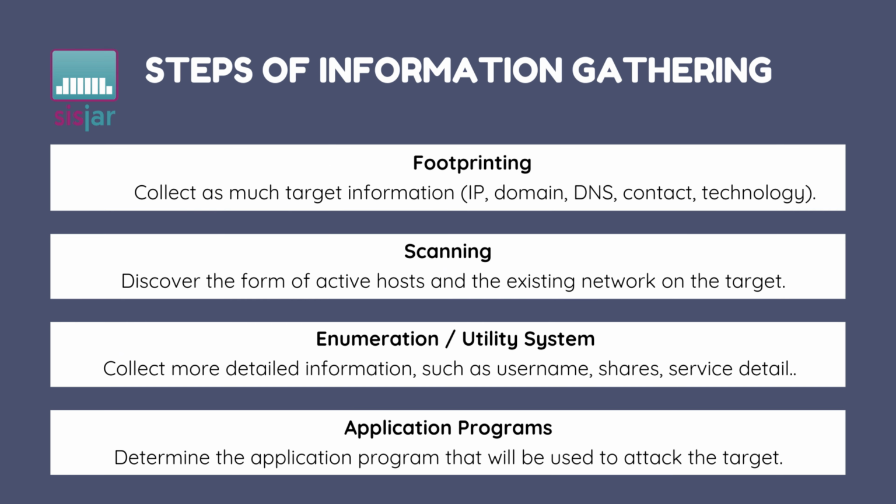Steps of information gathering. The first one is footprinting. That is, collect as much target information as possible, such as IP, domain, DNS, contact, and technology. The second one is scanning. Discover the active hosts and existing networks on the target. Tools used include ping, ping sweeps, port scans, and traceroute. The third one is enumeration, which collects more detailed information such as usernames, shares, and service details. And the last one is application programs, which determine the application program that will be used to attack the target.